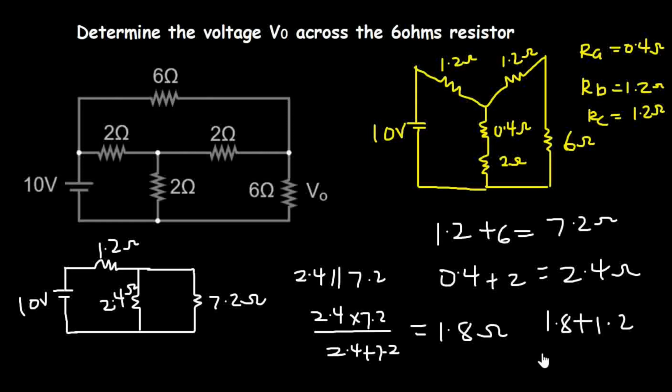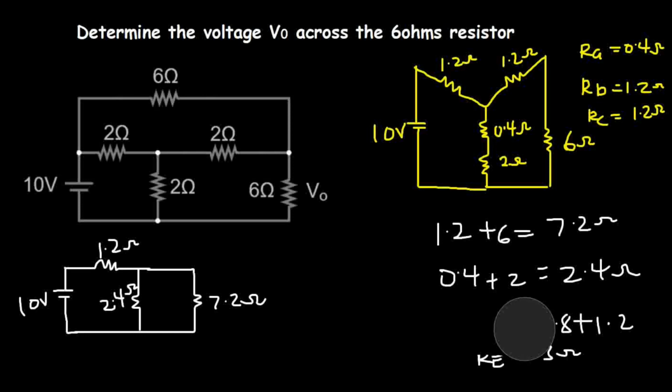And this will be equal to 3 ohms. So now you have the effective resistance to be equal to 3 ohms. So now that you know the effective resistance, you can calculate for the current in the circuit. So let's look at how you are going to do that.